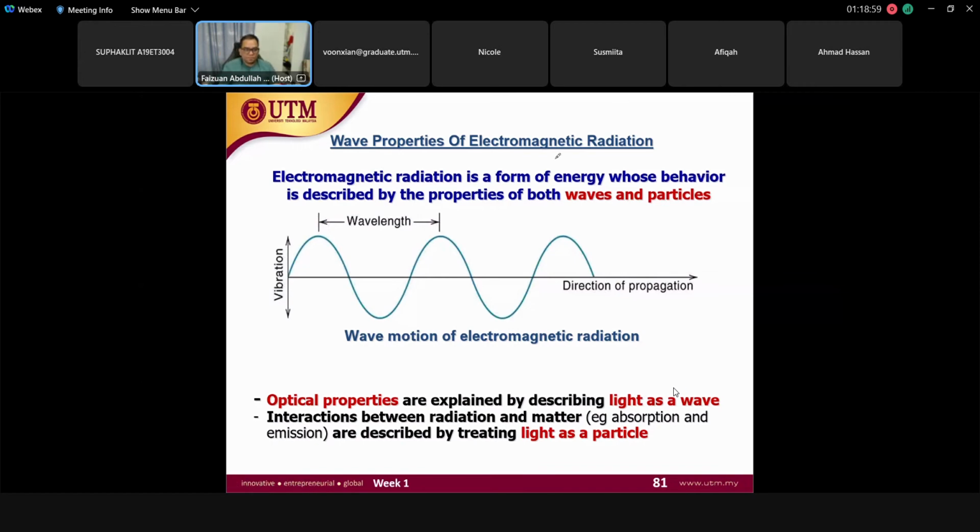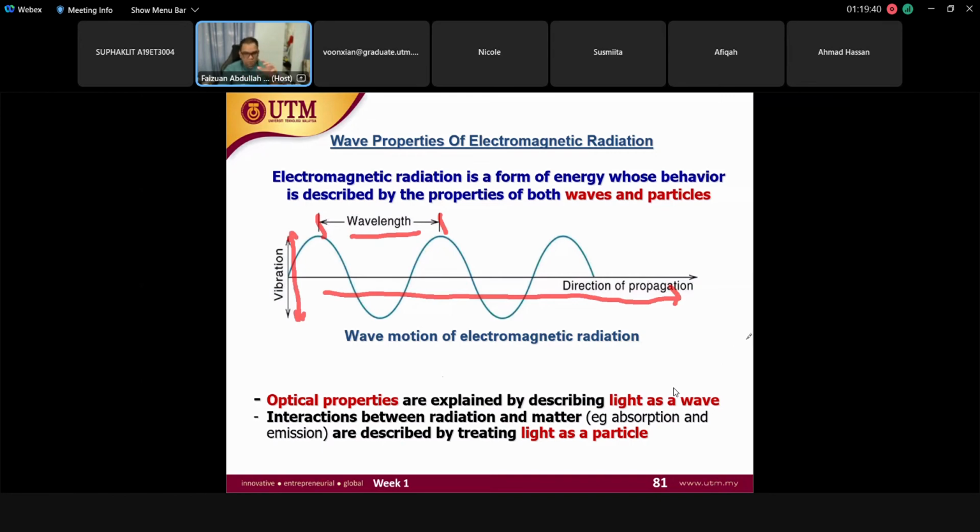Remember, flashback about the wave properties of electromagnetic radiation. Electromagnetic radiation is a form of energy whose behavior is described by the properties of both wave and particles. From peak to peak is the wavelength. This is the direction of propagation. This is the vibration. Optical properties are explained by describing light as a wave.